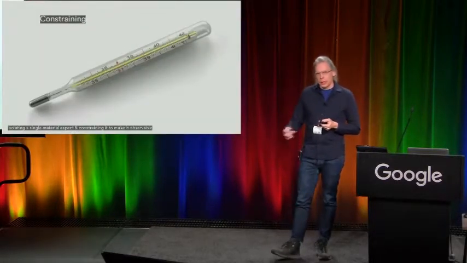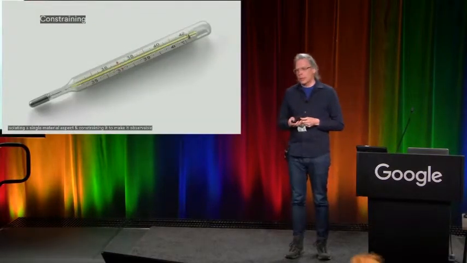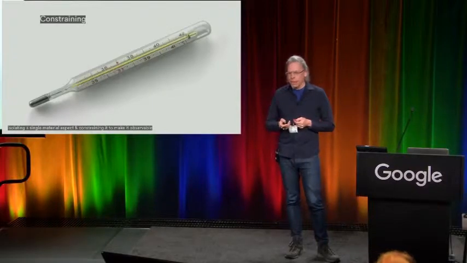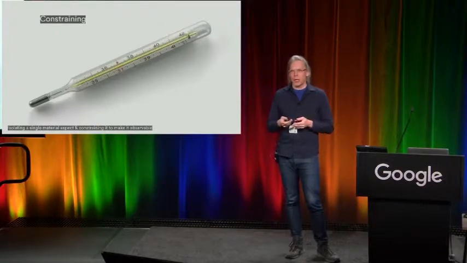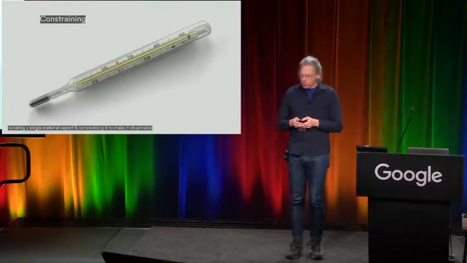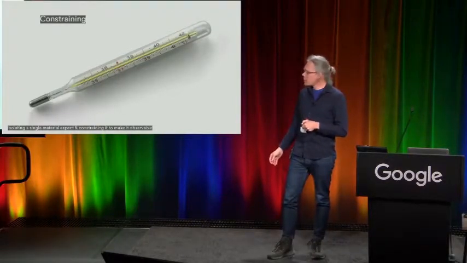A second design principle is constraining. If we think about the mercury in the mercury thermometer, mercury has a lot of properties, but we are only interested in the thermal expansion. So we have to constrain everything else and have only the thermal expansion as the only visible variation. And then again, we have here the principle of encoding with the scale.